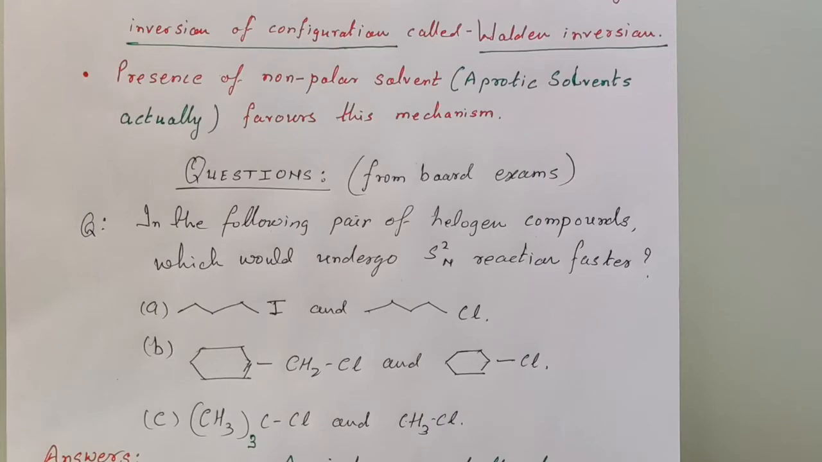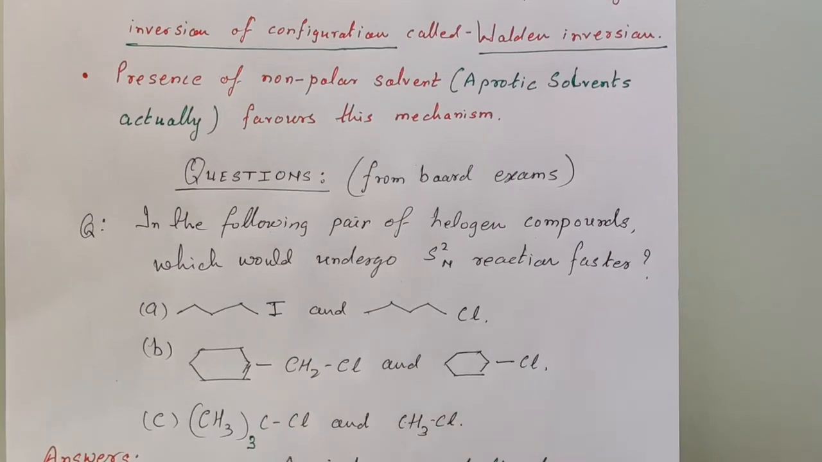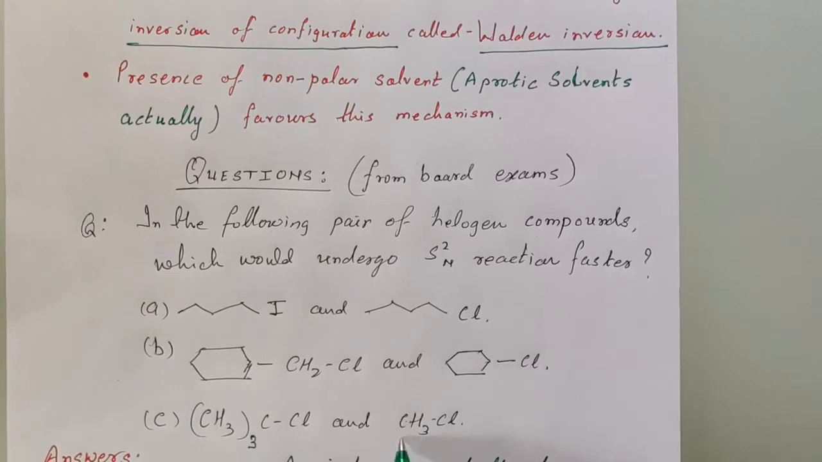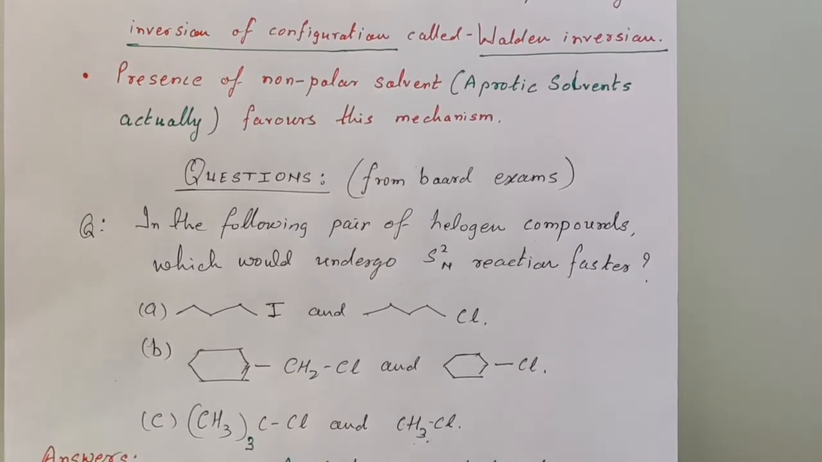Over here in the second one, this compound will form a primary halide and therefore it will undergo the SN2 reaction faster. And in the last one, it is very clear now. This is a tert group, that is a tertiary group, and this is a primary group. So the primary alkyl halide will undergo the SN2 reaction faster. Clear? So just note down the answers, students.